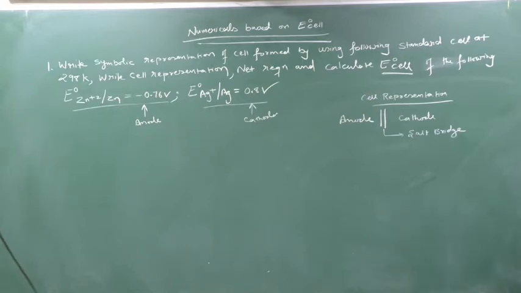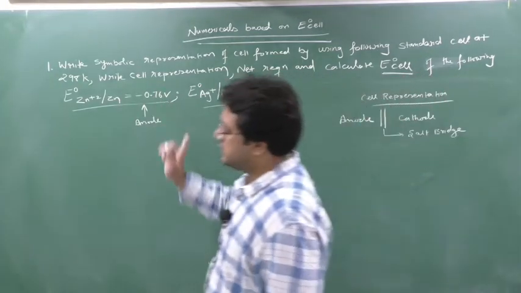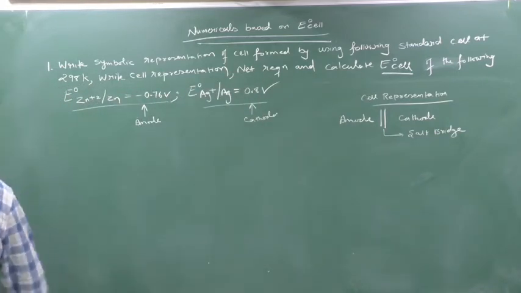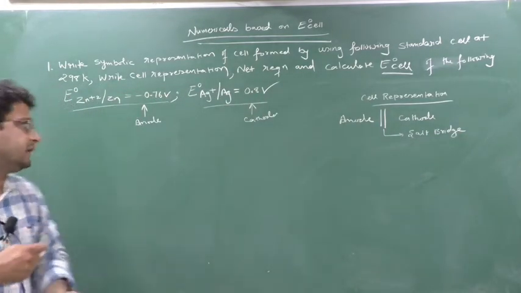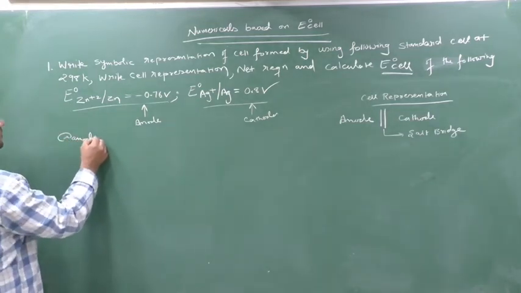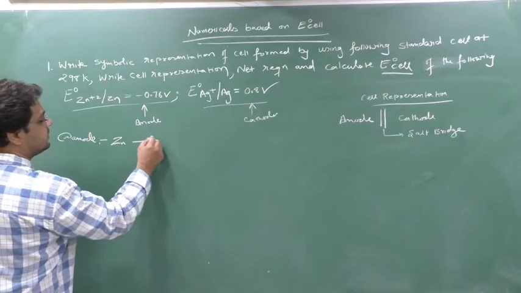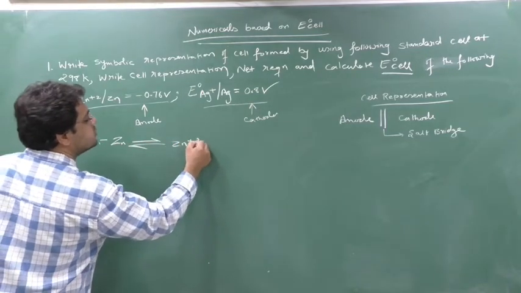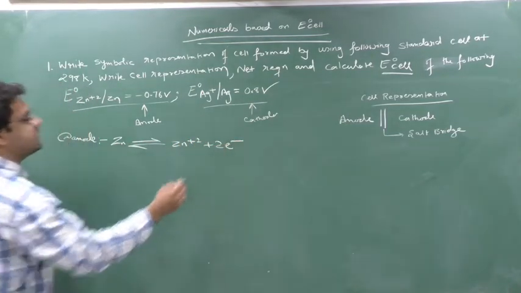First point this. Second point, now at anode what will occur? Oxidation. Zinc will undergo oxidation, and at oxidation there will be loss of electrons. So write down the reaction at anode: Zn gives Zn2+ plus 2 electrons. So this is the anodic reaction.